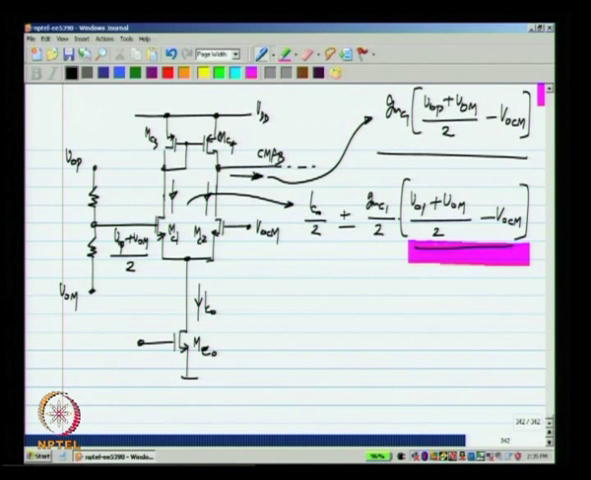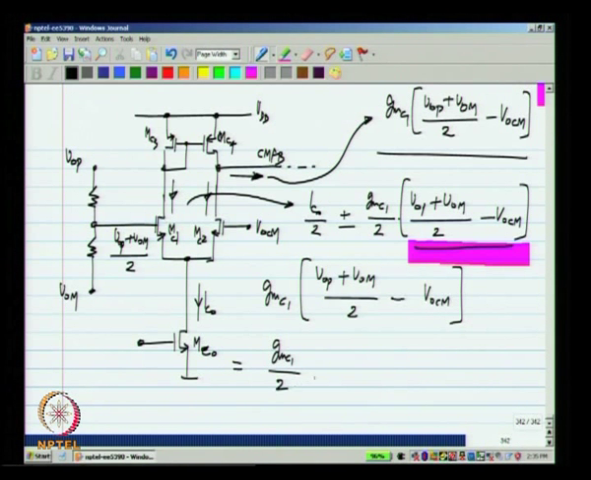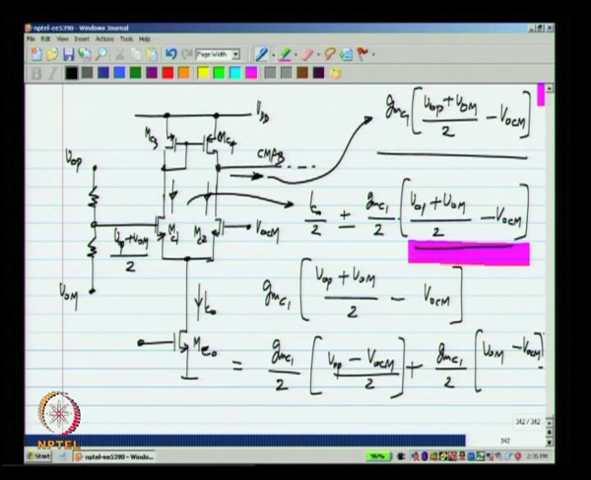First of all, we see that here we have GMC1 times ((VOP plus VOM) by 2 minus VOCM), and this can be rewritten as GMC1 by 2 times (VOP minus VOCM) plus GMC1 by 2 times (VOM minus VOCM). Okay, the divided by 2 is not here. It is GMC1 by 2 (VOP minus VOCM) plus GMC1 by 2 (VOM minus VOCM). Okay.